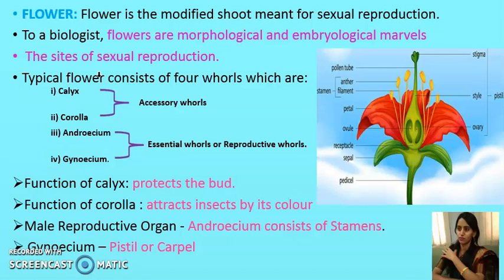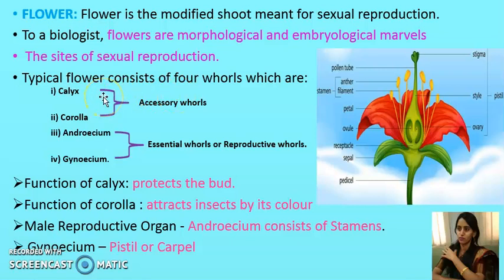What is a flower? We all know that the flower is a modified shoot and it is meant for sexual reproduction. For biologists, it is a morphological and embryological marvel, and these are the sites of sexual reproduction. We all know that the typical flower consists of 4 whorls. Let us recall all those whorls and their functions.